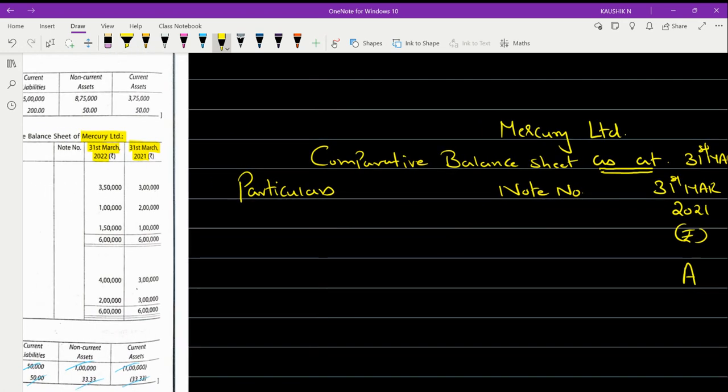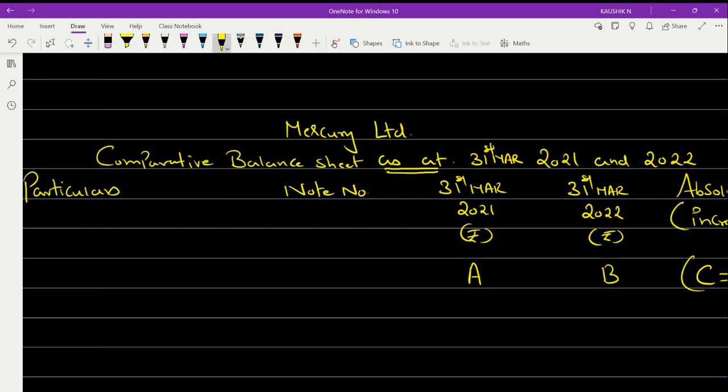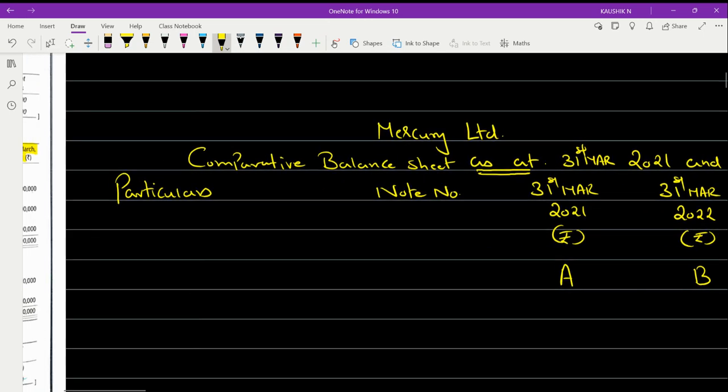First, you have to write the heading of the company. Then, what you are going to perform, a comparative statement for which, balance sheet or P&L, you should mention it: comparative balance sheet as at the given years, and then you will have to frame it. In some questions, this note number will not be there in the question itself. Even if it is not there, it is customary that we need to bring note number into the picture in our solution. Up to this, any doubt? No, sir. No, sir. Right.